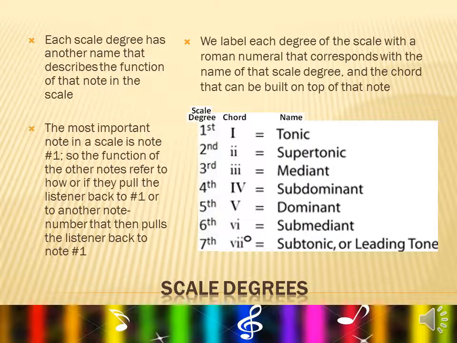Each scale degree has another name that describes the function of that note in the scale. The most important note in a scale is note number 1. So the function of the other notes refer to how or if they pull the listener back to number 1 or to another note number that then pulls the listener back to note number 1. We label each degree of the scale with a Roman numeral that corresponds with the name of that scale degree and the chord that can be built on top of that note.